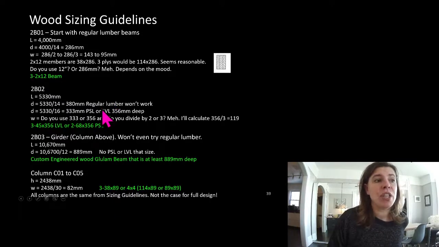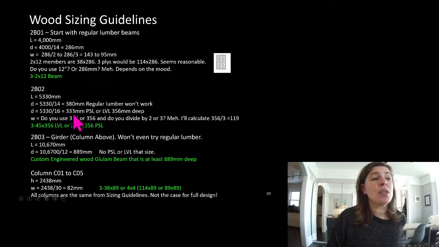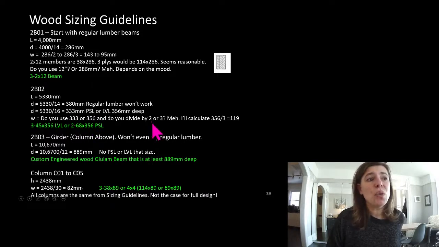Maybe there's an engineered lumber material that works. D equals 5,330 divided by 16. That gives us 333 millimeters for PSL or LVL. They both came in a product that was 356 millimeters deep. So that's great. Now width, do we use 330? Do we use 356? Do we divide by 2? Do we divide by 3?